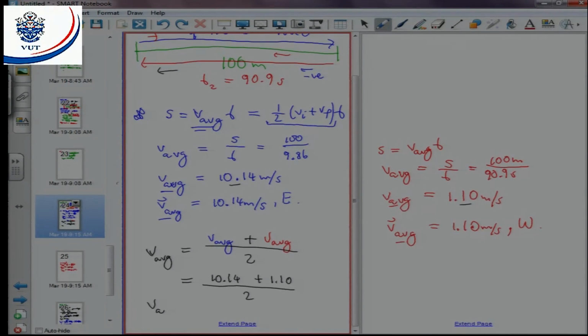Then I learned that for the whole 200 meters, the average is just, let me just see. Okay, so I haven't calculated it here. I'm just going to look for a calculator.